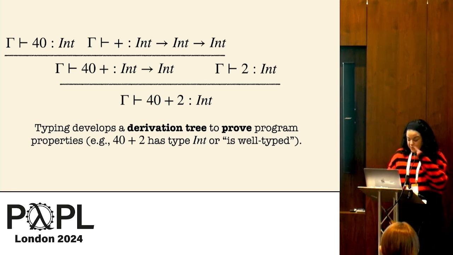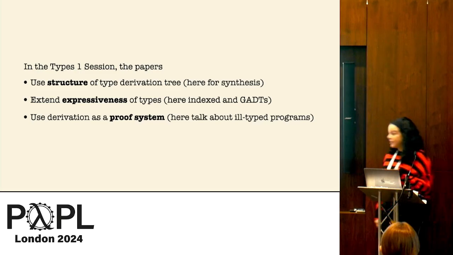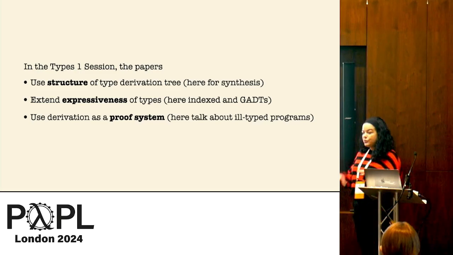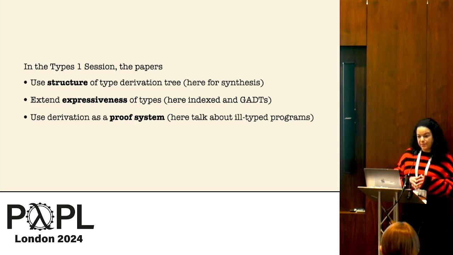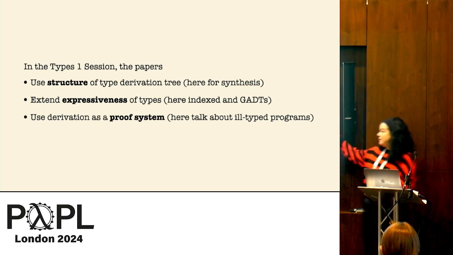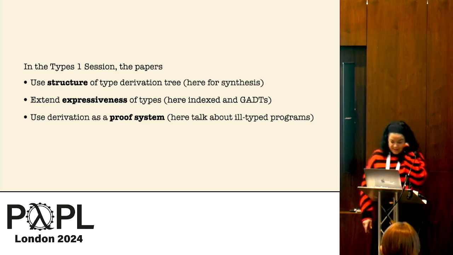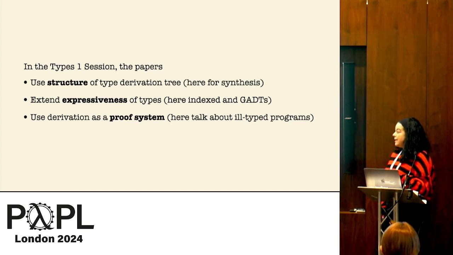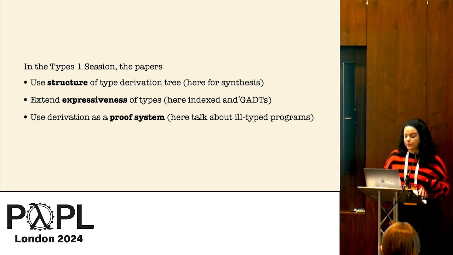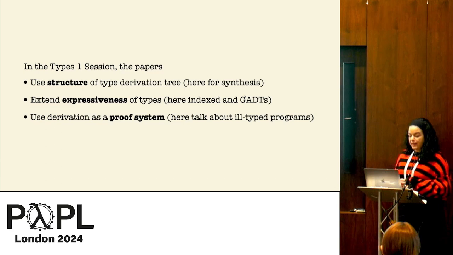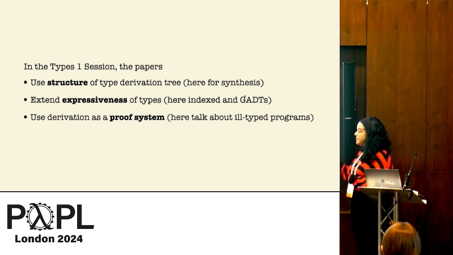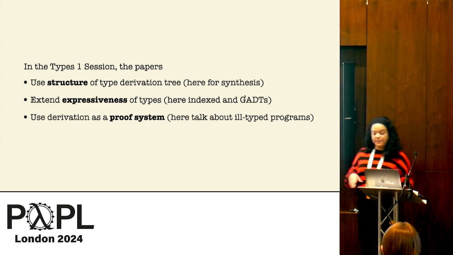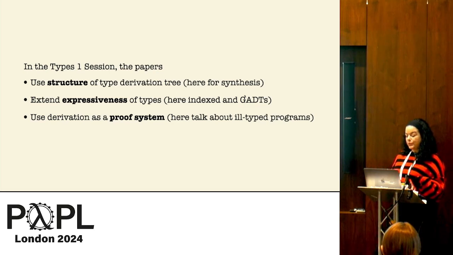Okay, so in the types 1 session, there is one paper that is actually using this structure that the type derivation provides to do synthesis, so it will go to the other session too. And then there are two papers that extend the expressiveness of types, one with index types and one with GADTs. And then there is the last paper of the session. It's using the type derivation as a proof system to talk about what happens to ill-typed programs.